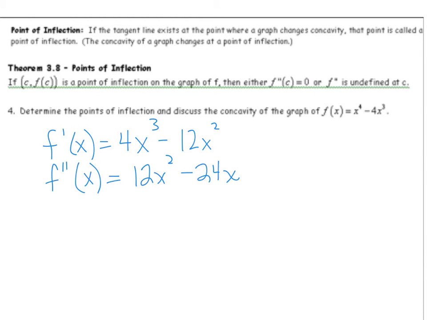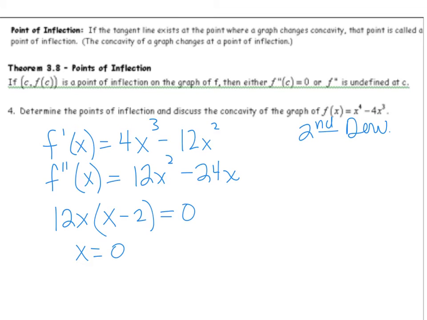All right, so I want to set that equal to 0 so I can do a test on it. So I'm going to do 12x times x minus 2 equals 0. So my critical values of the second derivative, this is the second because I'm looking at concavity, are going to be where x is 0 and x is 2. These are my possible inflection points, not critical points in terms of increasing, decreasing, or extrema, but we are looking for points of inflection and discussing the concavity.